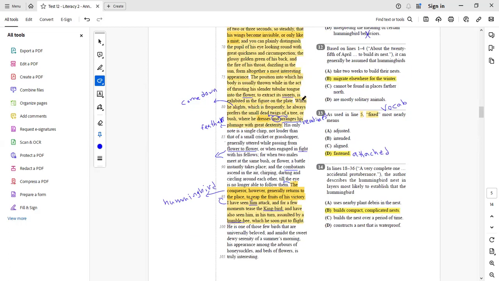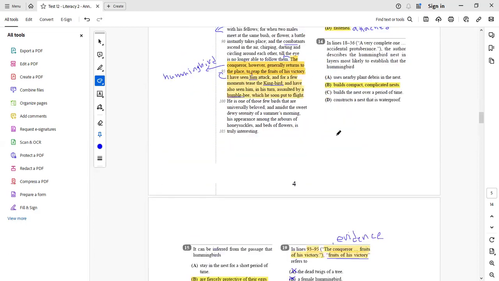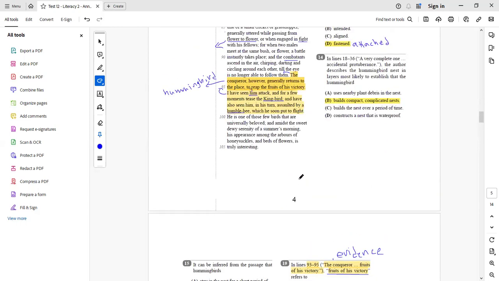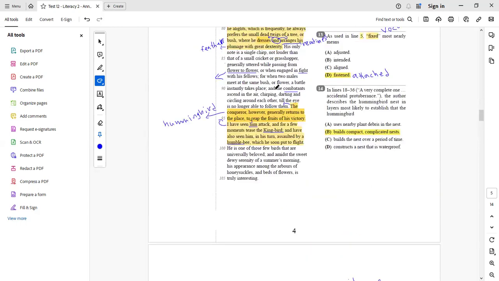When he alights, which is frequently, he always prefers the small dead twigs of a tree or bush, where he dresses and arranges his plumage with great dexterity. He doesn't talk about the flower at all in this part. The one after it, from 93, and the components follow them. But I have to start from the beginning of the sentence.